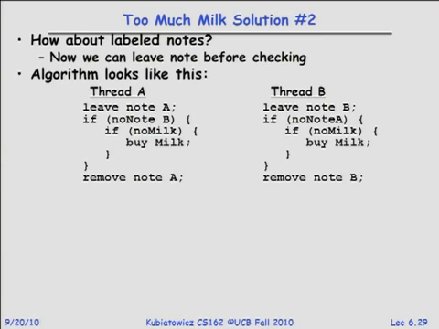I'm seeing people shake their head. Anybody want to actually tell me why it doesn't work? A could leave a note, then B could leave a note, and then A could check for B's note. Perfect, right? A leaves the note, B leaves the note. Nobody buys any milk. Okay? So this is possible for neither thread to buy milk.